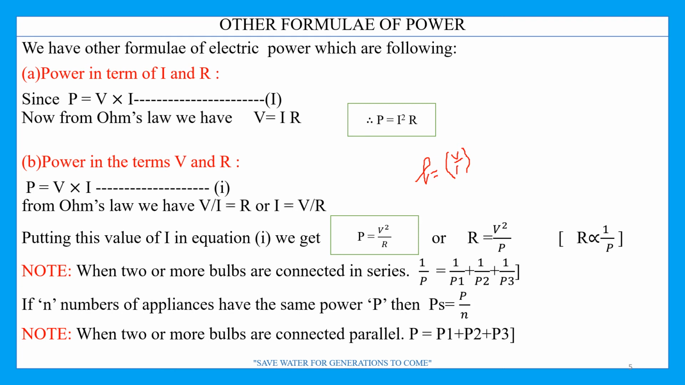This way you should practice in your notebook, you should write it down. So we get V upon R, whole square, into R. You can see V square upon R square, into R. One R is cancelled out, and what do we get? Electric power P is equal to V square upon R. Or from this we can get one more formula, resistance is equal to V square upon P.